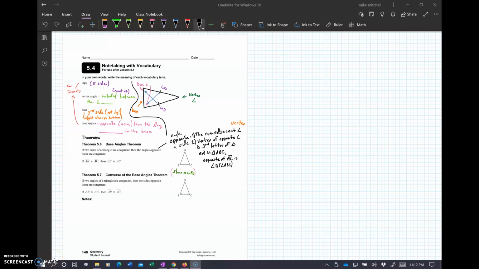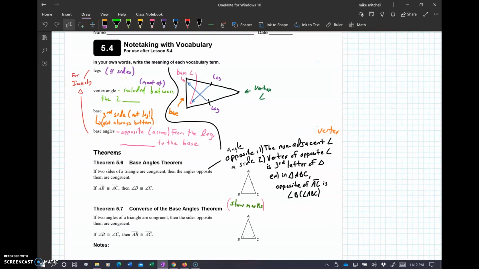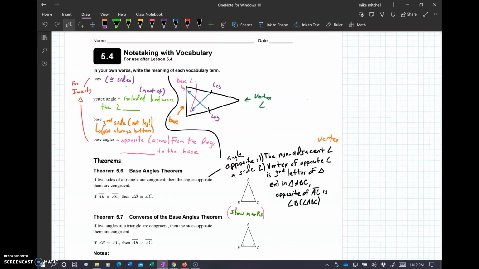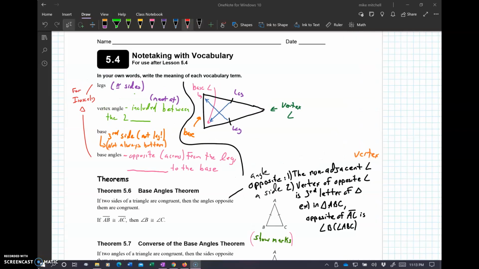It's 5.4 journal time. Equilateral and isosceles triangles, or they should say equilateral and equiangular, because if it's equilateral, it's also equiangular. Okay, let's rumble. Page 140 in your journal. This stuff is color-coded up here. First off, all these terms are for isosceles triangles only, not equilateral.